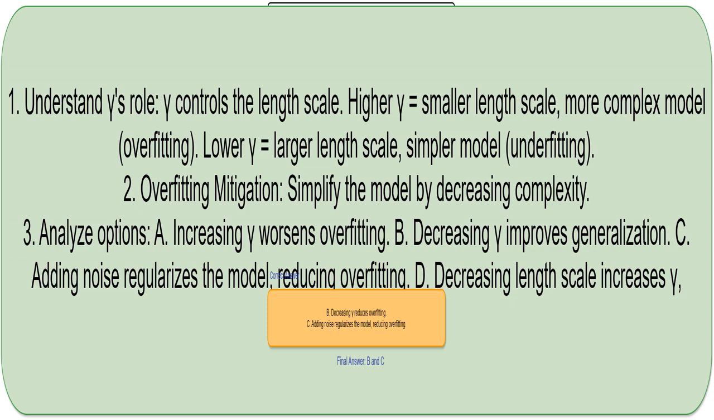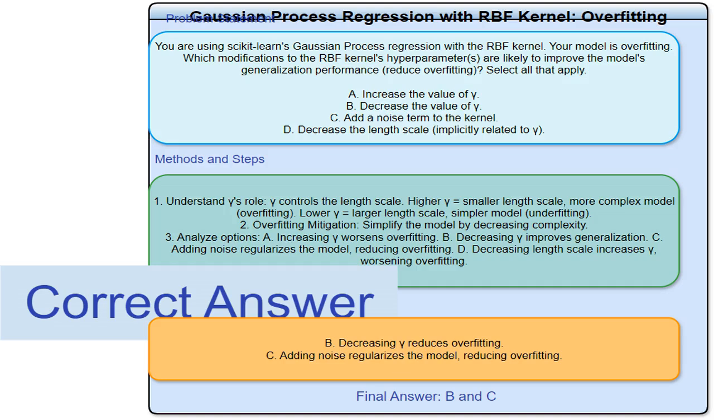Conversely, a smaller gamma results in a larger length scale, which means my model considers data points from a broader region, leading to a simpler, smoother model that's less sensitive to minor fluctuations. I need to find a balance. I have determined that decreasing gamma will reduce overfitting and that adding a noise term to the kernel is another good way to improve the model.